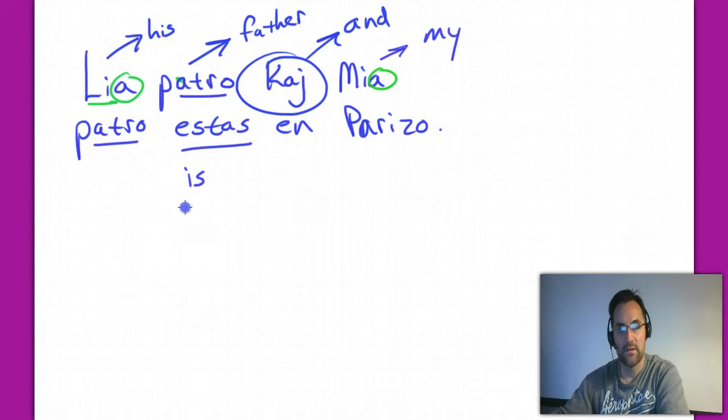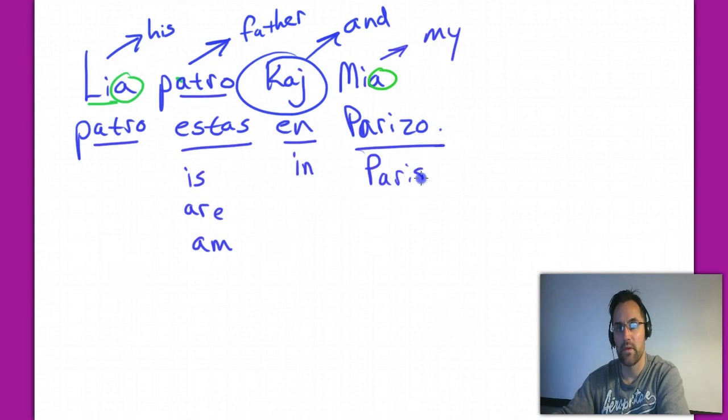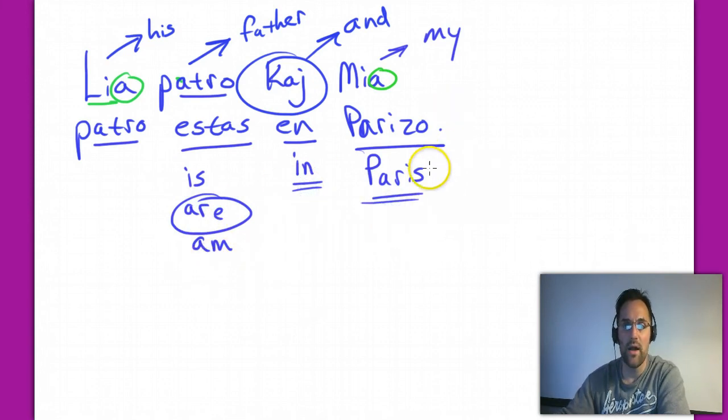This is, are, or am. Okay? Estas. Estas en Parizo. That's in Paris. Okay? So we see lia patro kai mia patro estas en Parizo. So here we can deduce that his father and my father, are we going to use is, are, or am, are in Paris. So why doesn't Paris have Parizon?